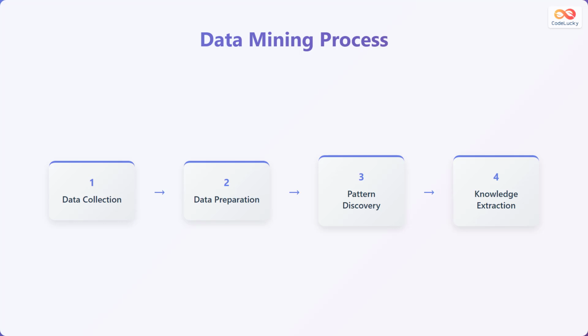The data mining process typically involves several key steps. First, we have data collection, where relevant data is gathered from various sources. Next is data preparation, which includes cleaning, transforming, and preparing the data for analysis. Then comes pattern discovery, where data mining techniques are applied to identify interesting patterns and relationships. Finally, we have knowledge extraction, where the discovered patterns are interpreted and transformed into actionable knowledge.